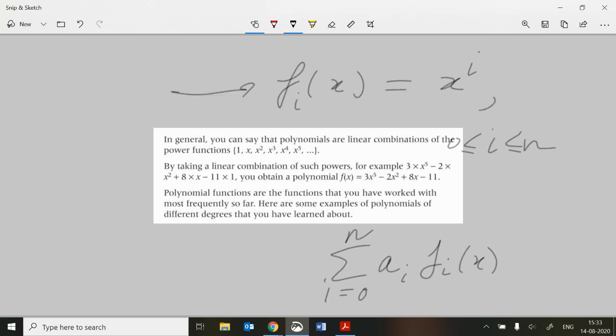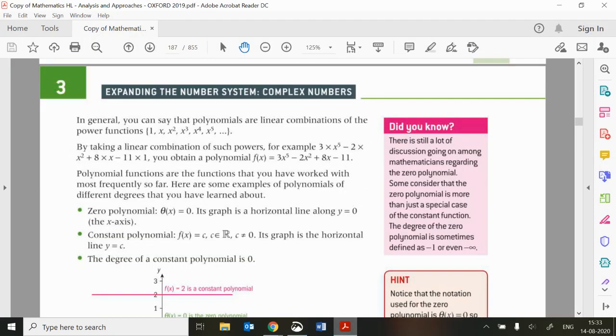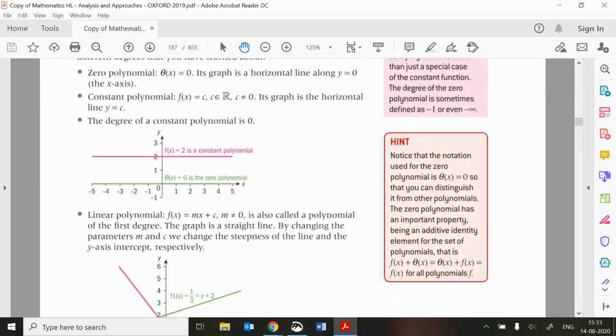But we'd have to define our power functions in the first place, and that's this thing here. They actually haven't done that in the book, but there you go. That's the kind of interesting thing for summation of your polynomials. Right, okay, let's just push on a little bit.